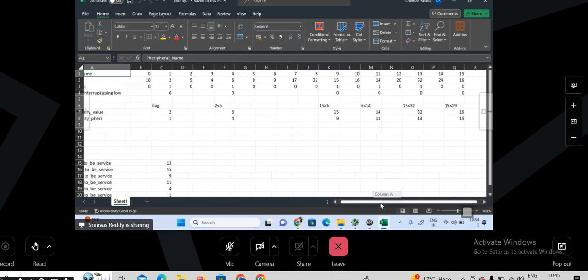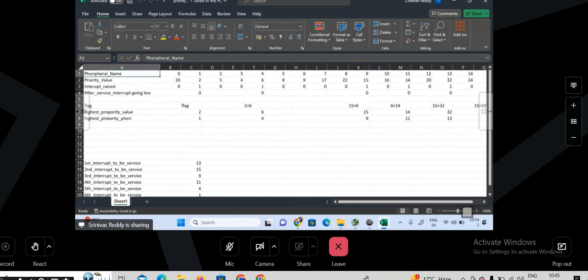Only who is raising the interrupt. This is 1. Interrupt name is 1. Its value is 2. Interrupt name is 4. Its value is 6. Next interrupt name is 9. Its value is 15. Next interrupt name is 11. Its value is 14. Interrupt name is 13. Its value is 32. He raised. And 14 and 15 are not raised.